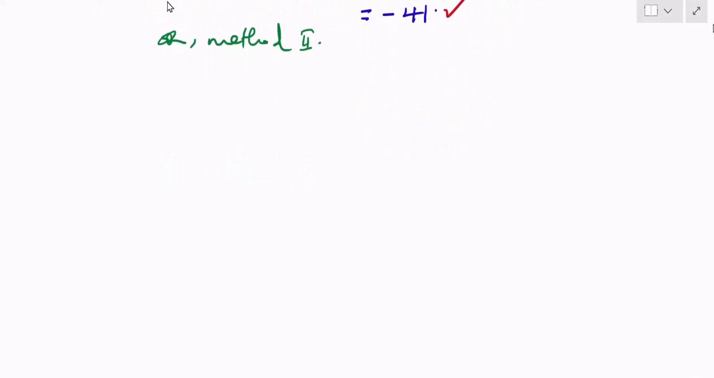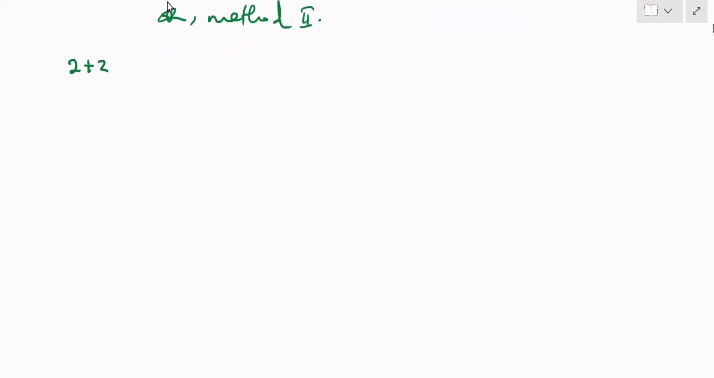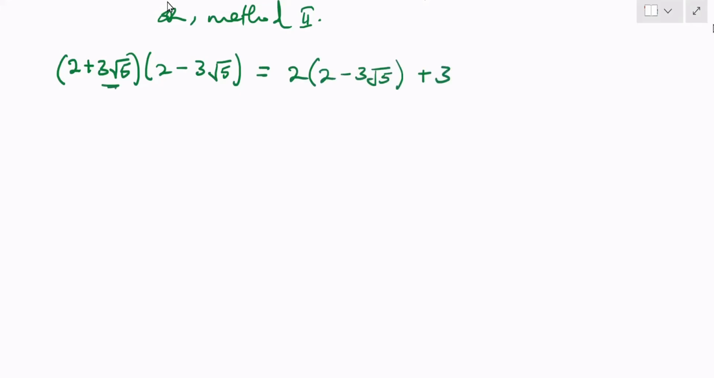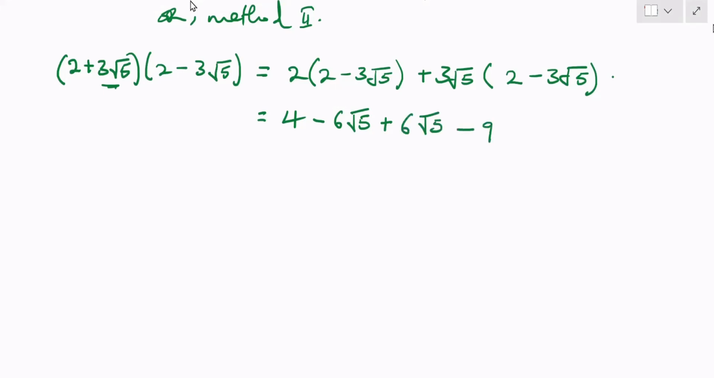Or if I don't use that method, so that is method 2, I can go step by step by splitting. As I have 2 plus 3 square root of 5 multiplied by the 2 minus 3 root 5. This is the same as having the 2 multiplied by the whole of this, 2 minus 3 root 5, plus this 3 root 5 multiplied by 2 minus 3 root 5. So let's simplify further. This is the same as having, now 2 times 2 is our 4, minus 2 multiplied by 3 root 5, the same as 6 root 5, plus 3 root 5 multiplied by 2, the same as 6 root 5, minus 9 multiplied by 5.